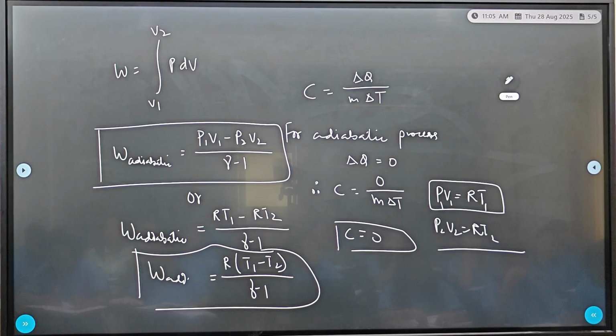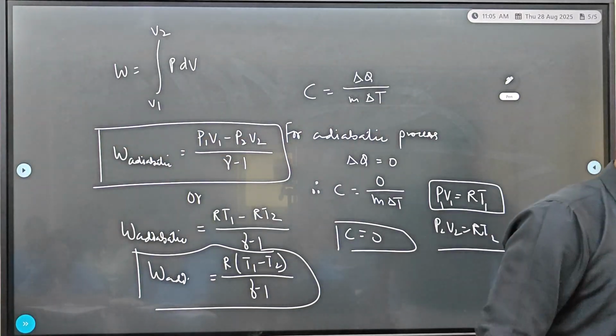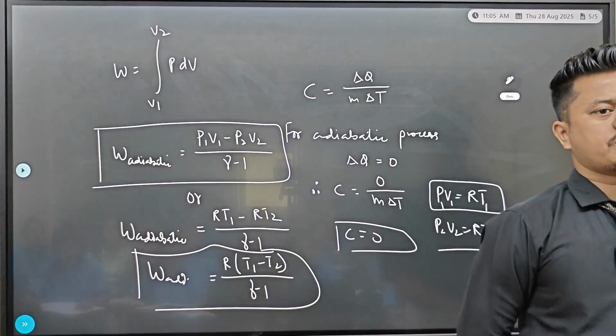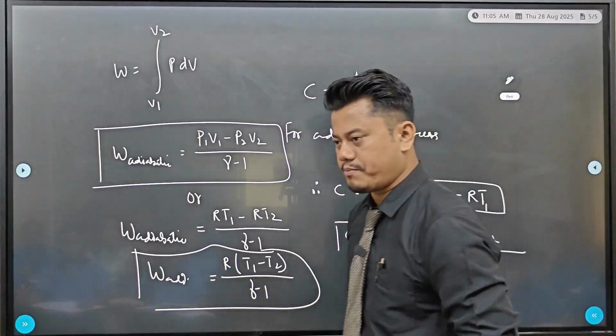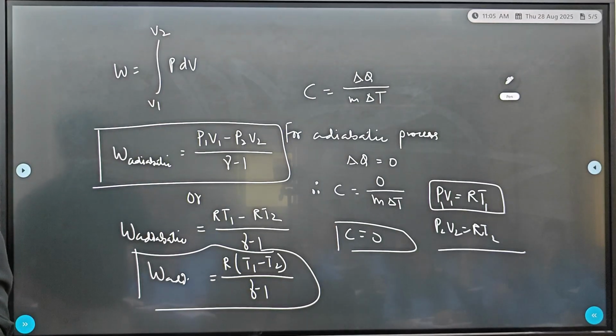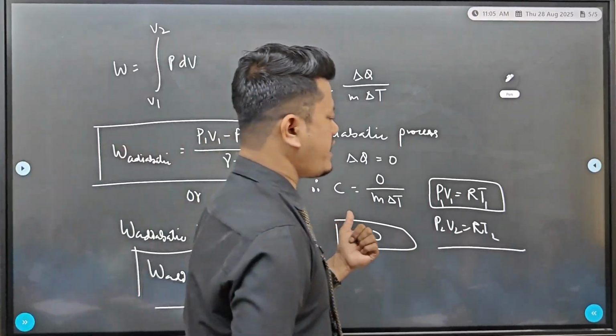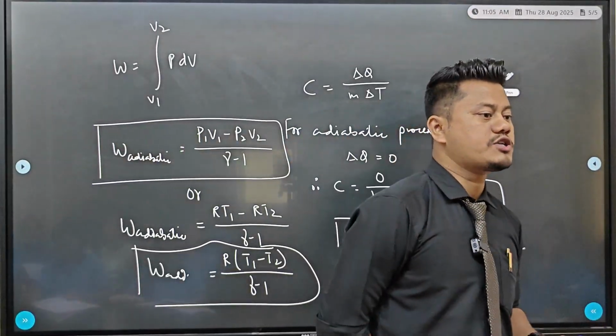Done or not? Okay. These are the important terms, and please keep in your mind one thing. Isothermal and adiabatic process are very, very important in this chapter. 70 to 80% of the questions are coming from this part only. Sometimes they are giving questions from the isobaric and isochoric. But we are going to complete each and every term. Since we have completed isothermal and adiabatic, let's proceed to the isobaric now.